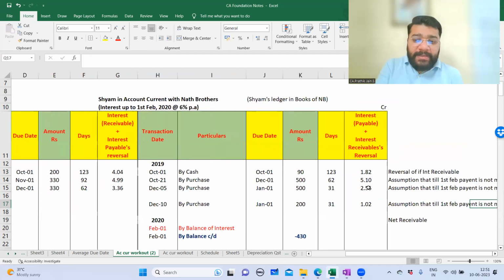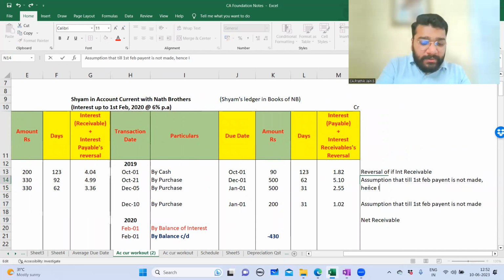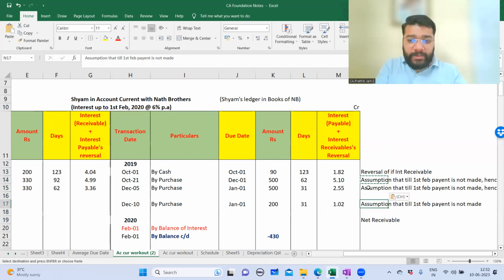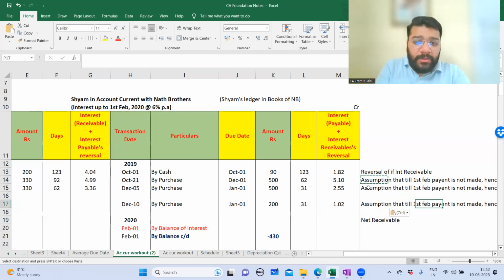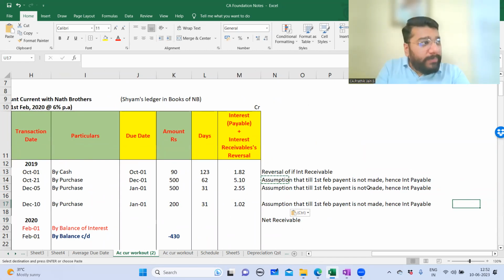Yes, sir. Write this comment here. This 1.82 is what? Reversal of interest receivable. What is this 5.10, 2.55, 1.02? This is the assumption that till the first, payment is not made, hence it is interest payable. You can just make a note here so that you'll remember it later. So 5.10, 2.55 and 1.02 is nothing but we are assuming that till 1st Feb we are not making the payment and hence we are calculating the interest payable.